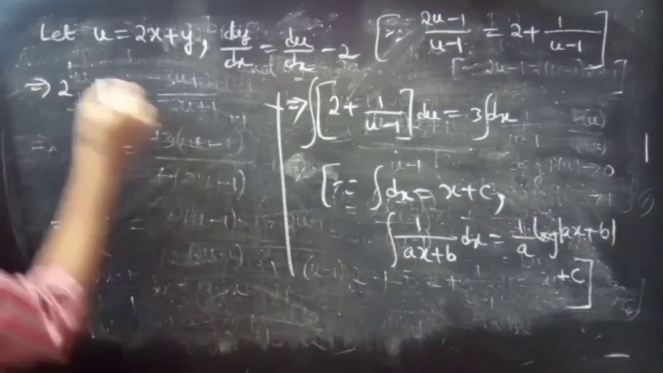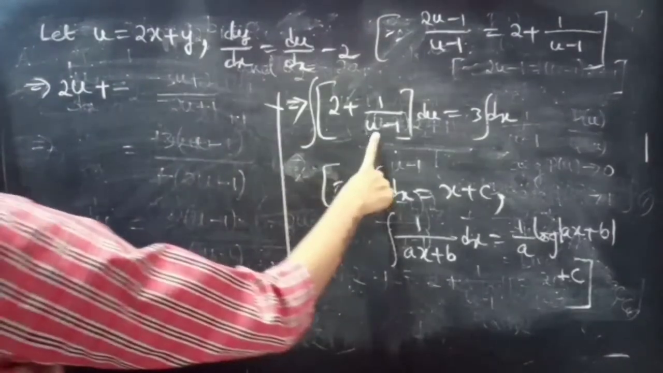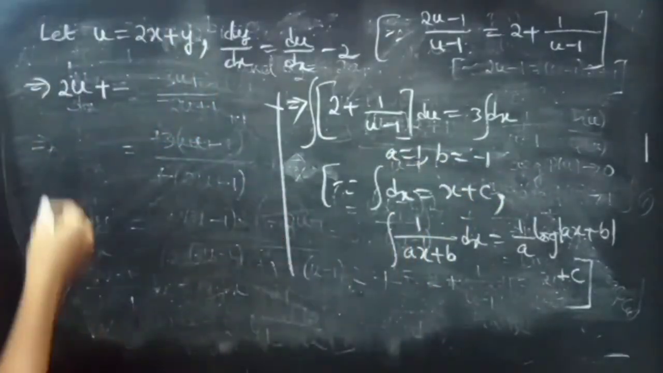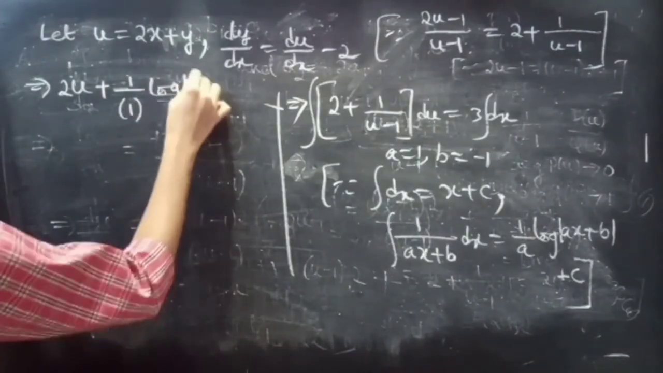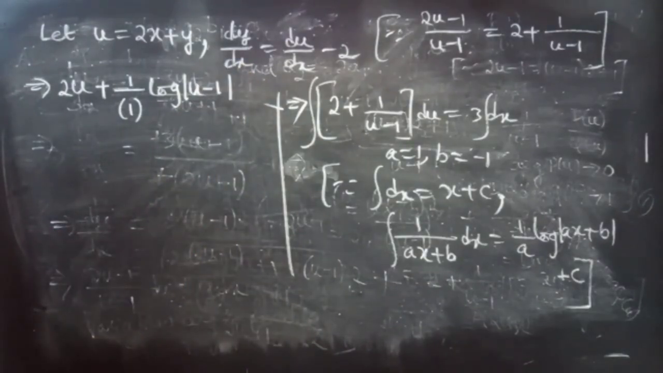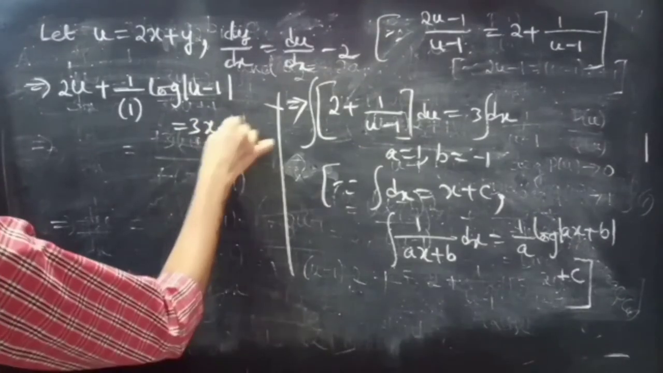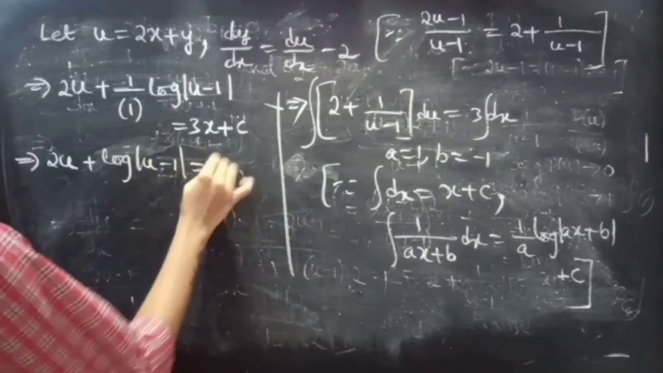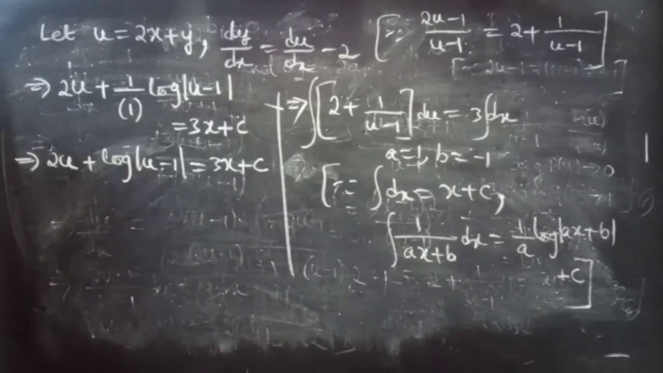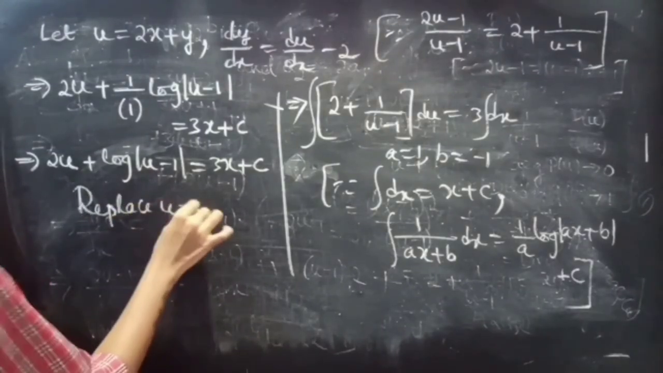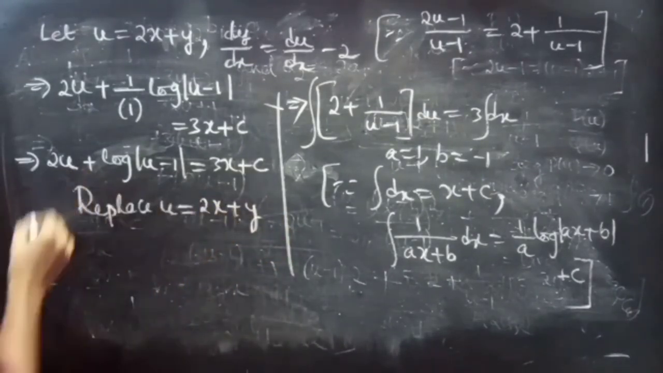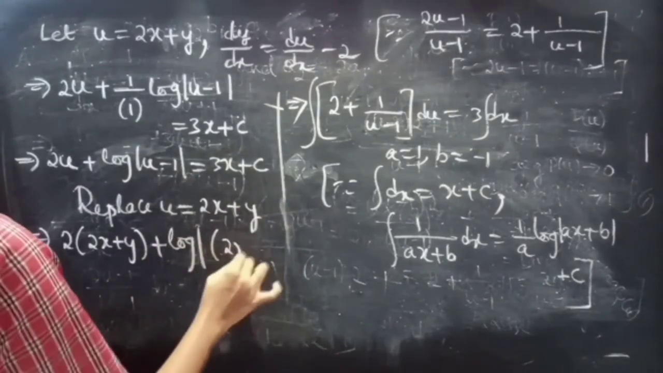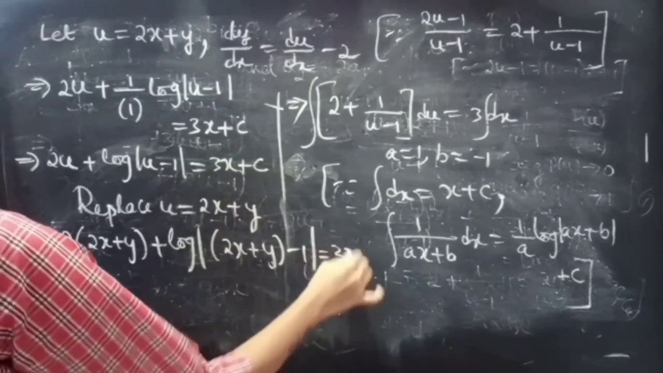Then this becomes 2 into integral du, which is u, plus integral 1 by au plus b du. For a equals 1 and b equals minus 1, we get 1 by a into log mod au plus b, equals 3 into integral dx, which is x, plus integral constant c. Then 2u plus log mod u minus 1 equals 3x plus c. Now replace u, we have u equals 2x plus y. Then this becomes 2 times 2x plus y plus log mod 2x plus y minus 1 equals 3x plus c.